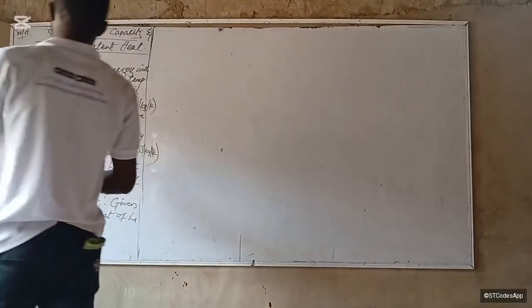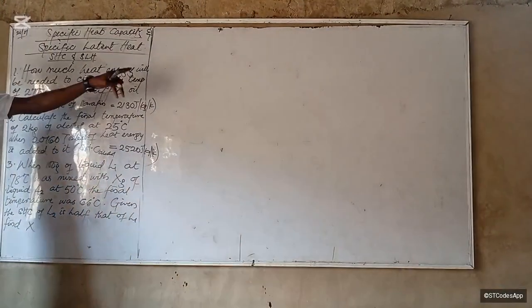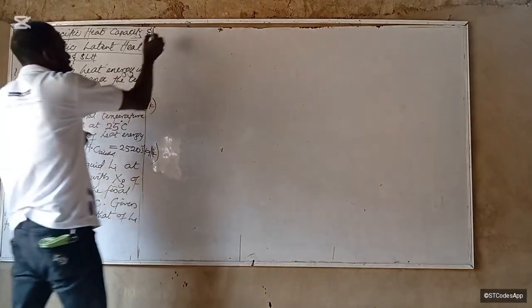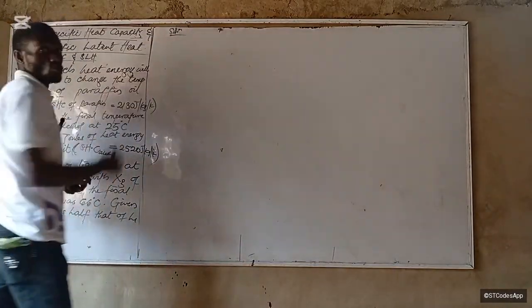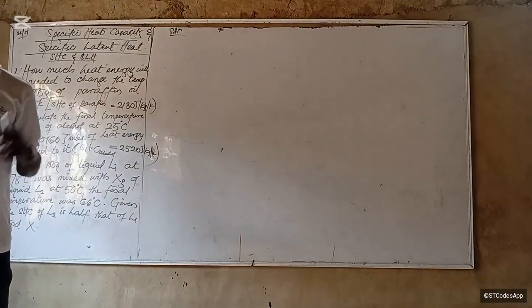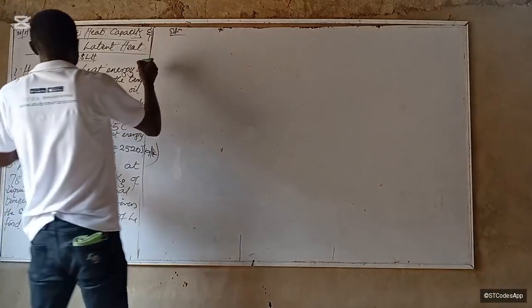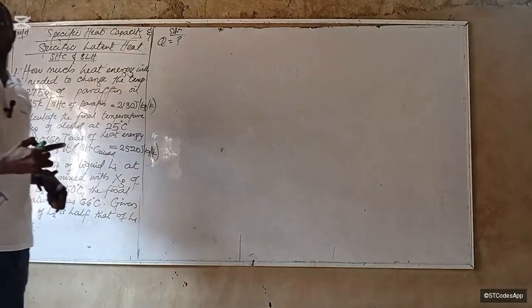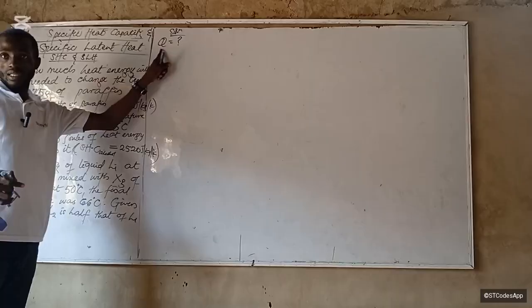The question says, how much heat energy will be needed? I don't need to finish reading the question. I go on to writing my parameters first. That's the way to do it. You write your parameters first, the things you are given, knowing the formula. How much heat is required? That's what we're looking for. Heat, Q, is key.